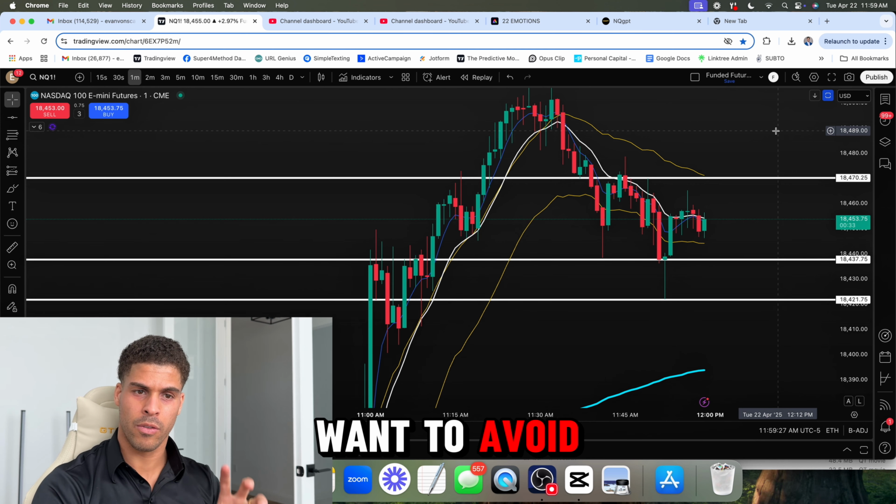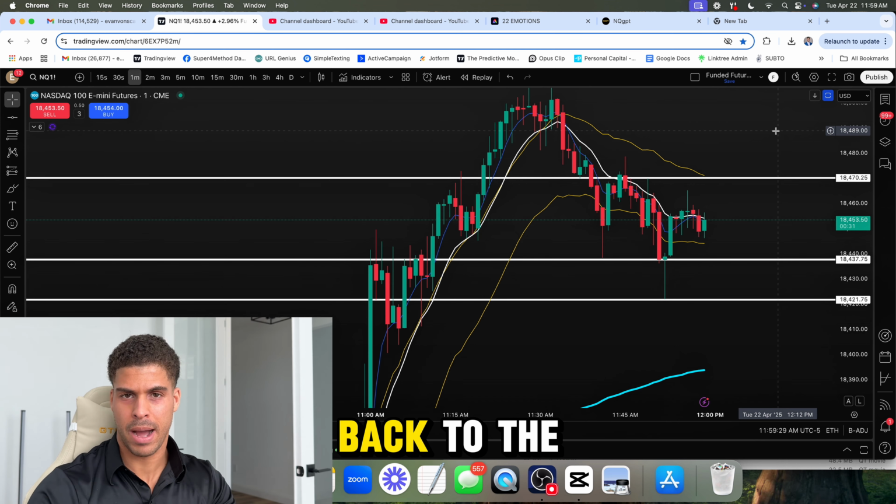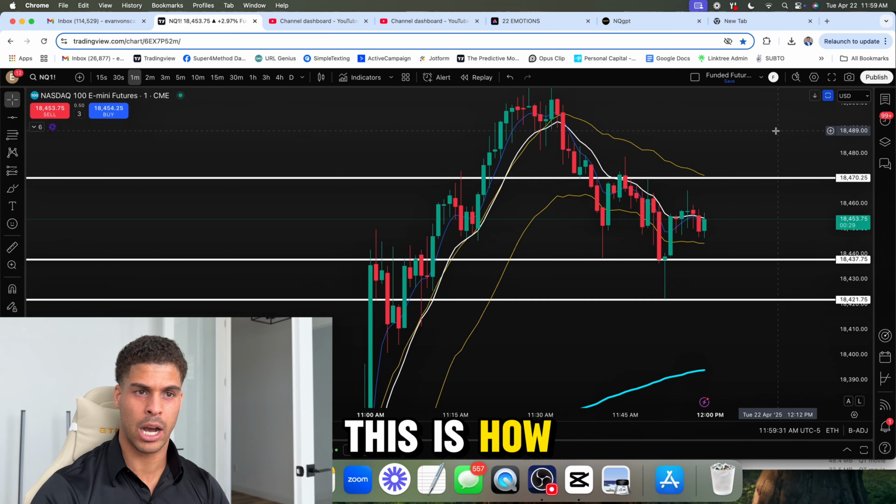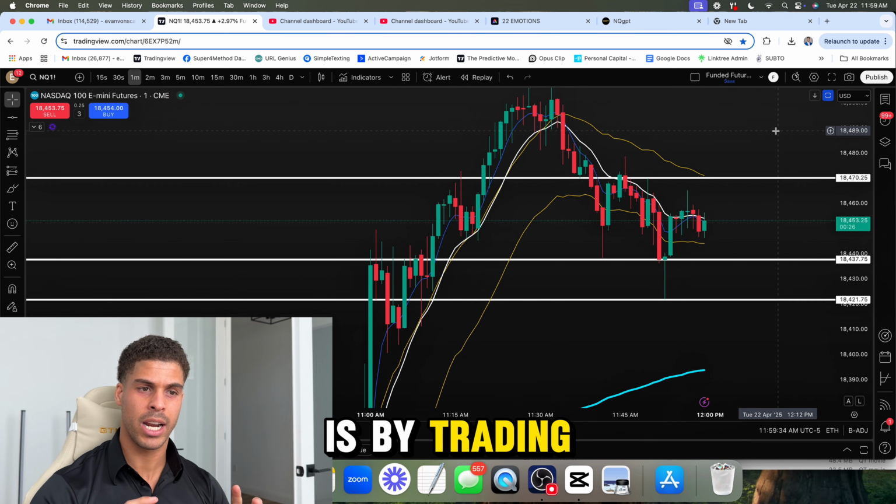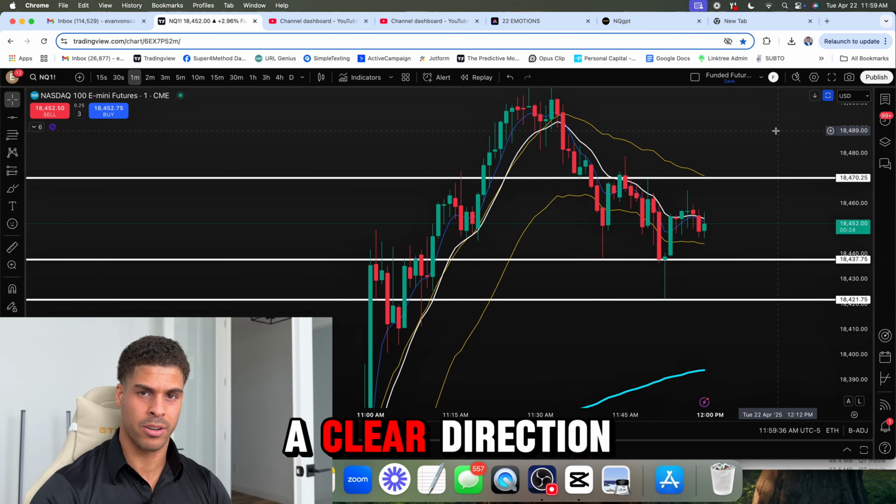The reason we want to avoid choppiness is this is how we donate money back to the markets. This is how we give back profits. This is how we extend our losses, is by trading when price is not really making a clear direction.